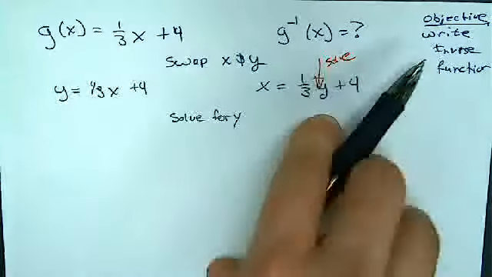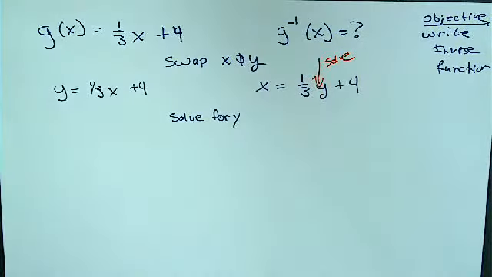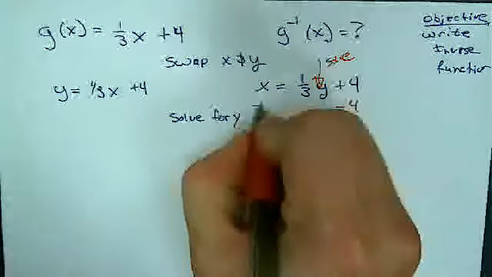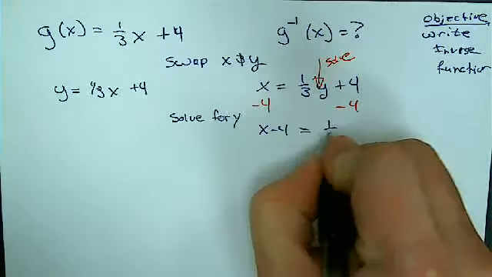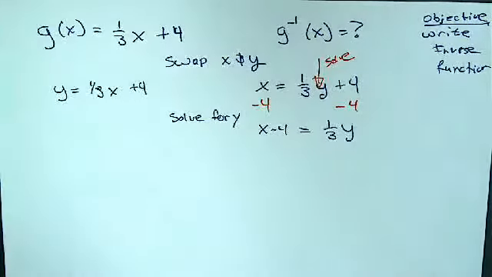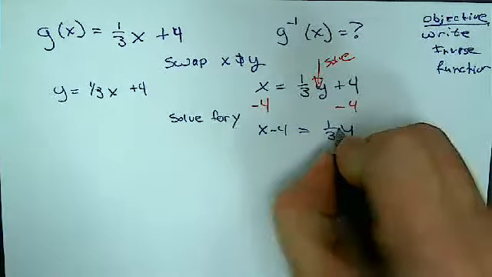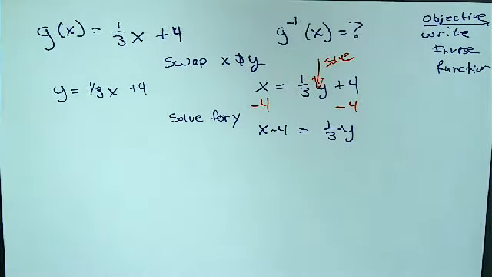So how do I get y by itself? Okay, subtract 4 from each side. So that gives me x minus 4 equals 1/3 y. That's 1/3 times y. So what's the key to get rid of that fraction? I've got two choices. I can divide by 1/3, or since it's a fraction, times by the reciprocal, which is 3.